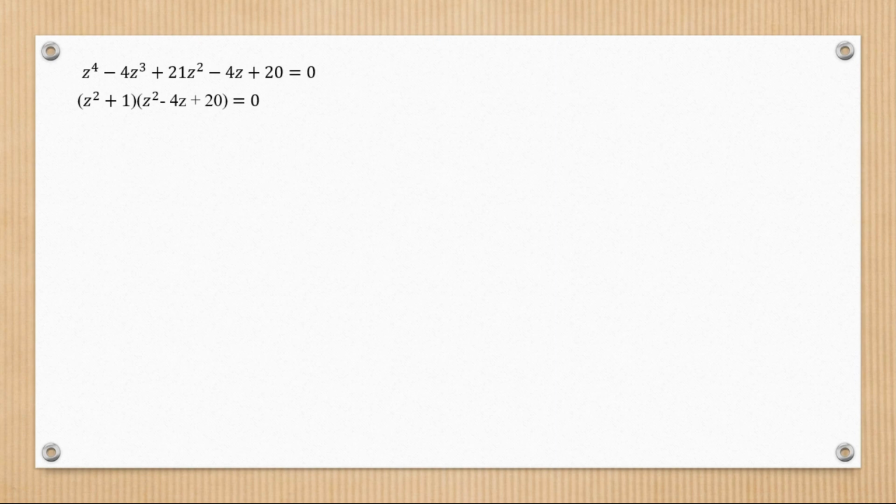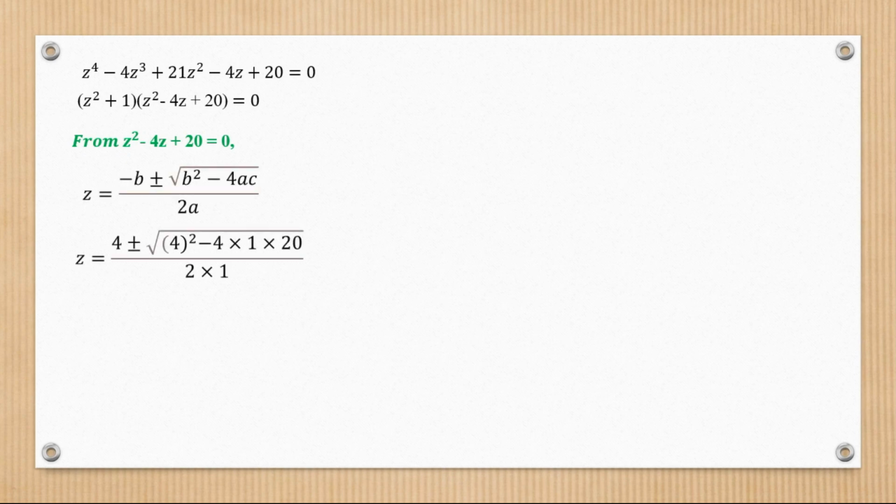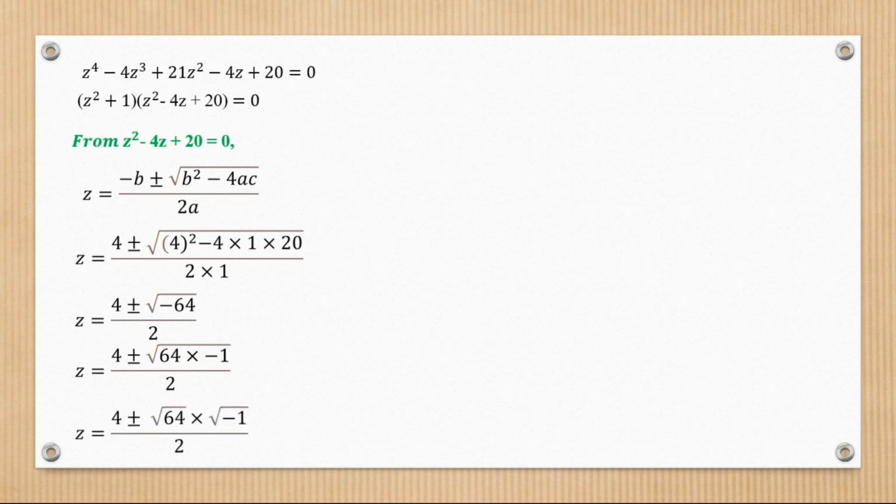Now we're interested in the second quadratic equation that we've actually just derived, and we're going to find the other remaining roots from it. So from z squared minus 4z plus 20 is equal to 0, we're going to use the quadratic formula. So when you substitute in the values, you end up having that. So when you simplify, we have a root of negative 64, which we can also simplify as 64 times negative 1, of which you know that root of negative 1 is an i and root of 64 is an 8. So we end up having this.